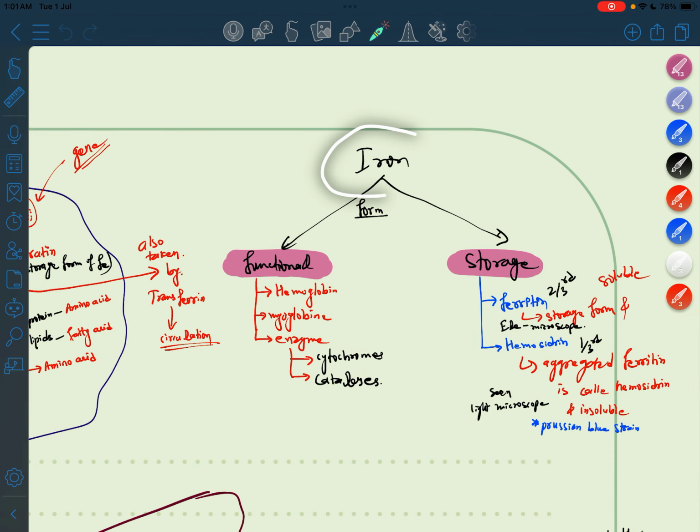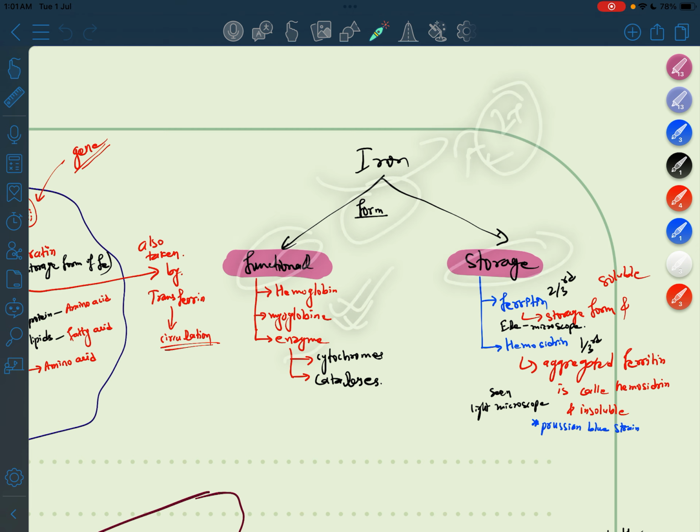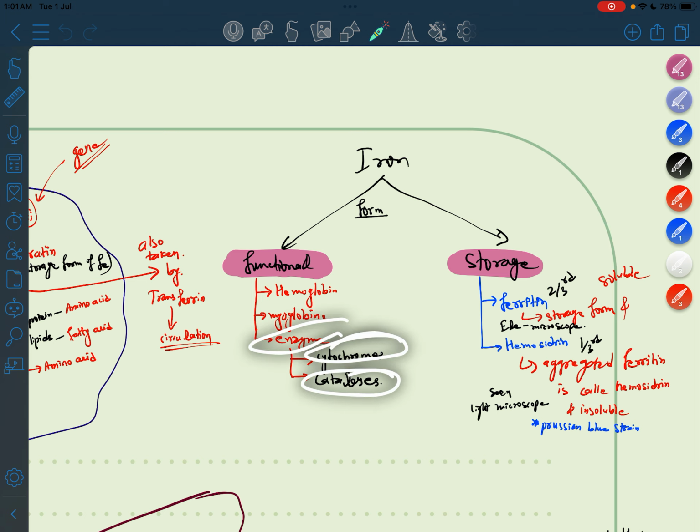Today we are going to discuss iron deficiency anemia. So the iron is Fe2+, Fe plus 2. Iron has two forms, the functional form and the storage form. The functional form is hemoglobin, myoglobin, and enzymes. In the enzymes, there are cytochromes and catalase, which are the iron of the functional form.